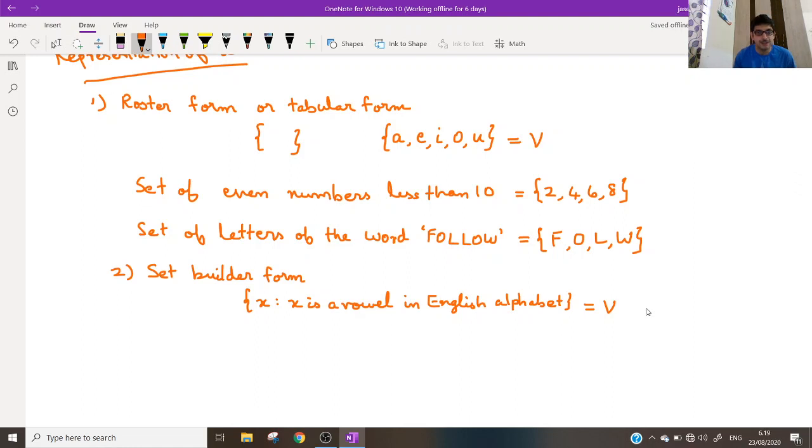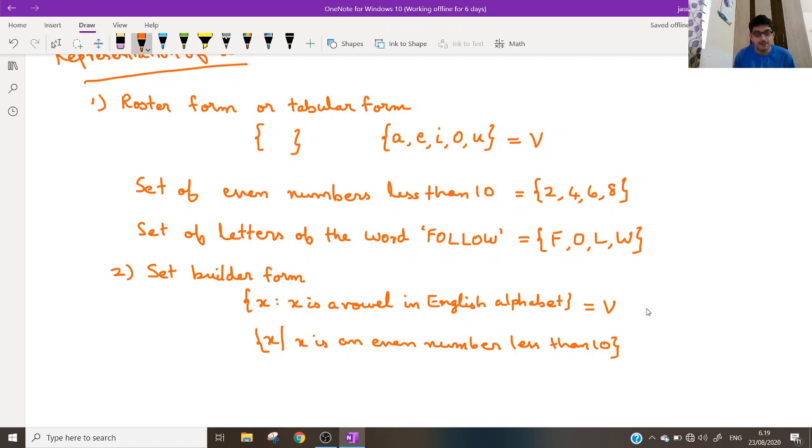Here we are not listing the elements; we will be writing x followed by a colon. Instead of a colon we can use a line like this, which also denotes such that. So x such that x is an even number less than 10. This is for the second one, so we will be getting 2, 4, 6, 8.